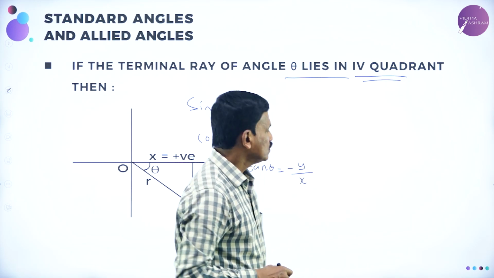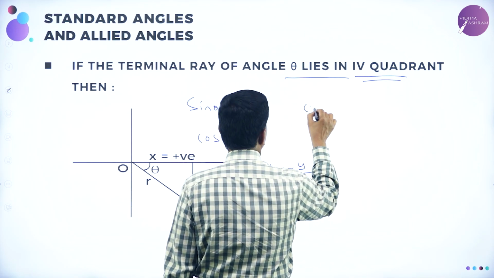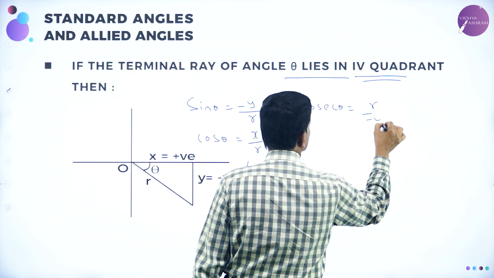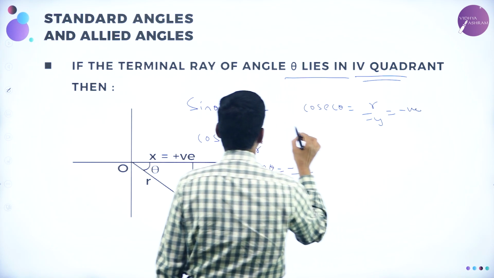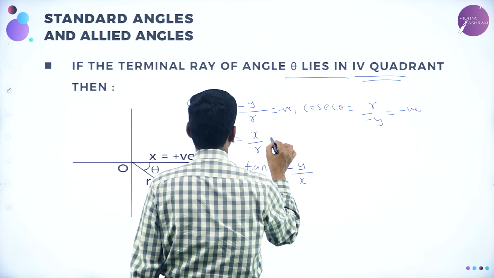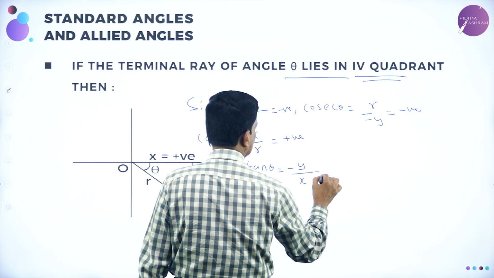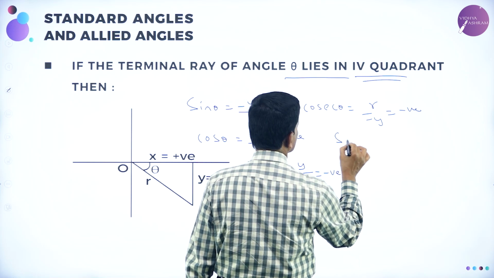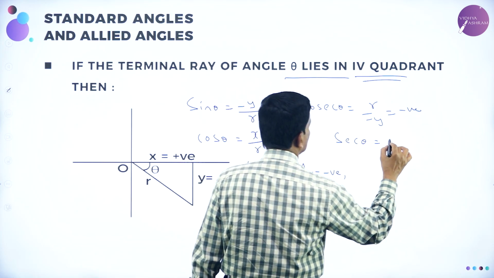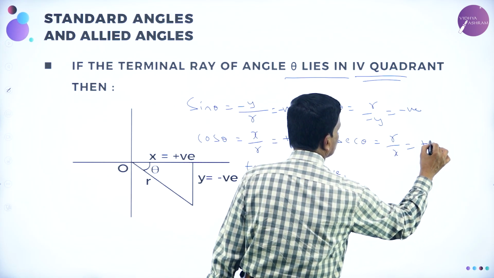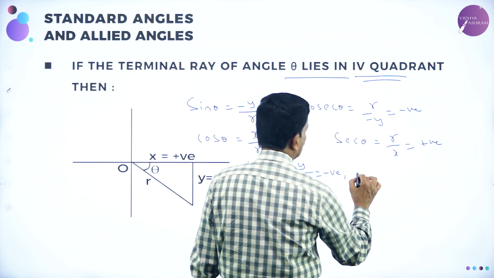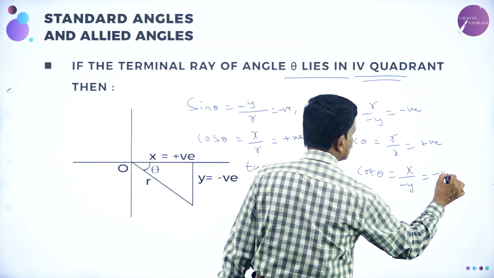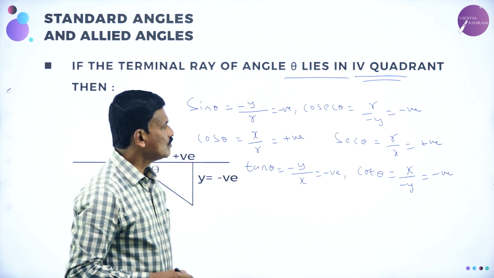Now, if you reciprocate this, cosecant theta is equal to r by minus y. That's equal to a negative quantity. Here this is negative, this is a positive quantity, again this is a negative quantity. Now move on to the reciprocal of cos theta, secant theta, is equal to r by x. This is again a positive quantity. And the reciprocal of tan theta is cot theta, equal to x by minus y, that is a negative quantity. So what do you say from this?